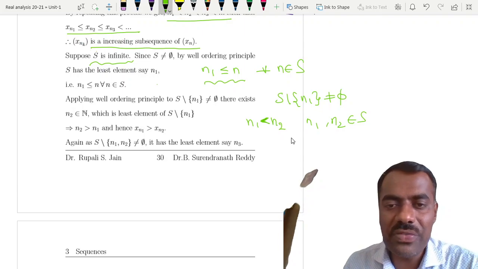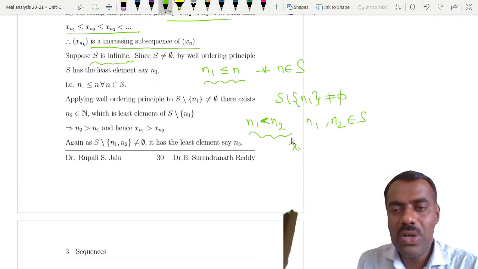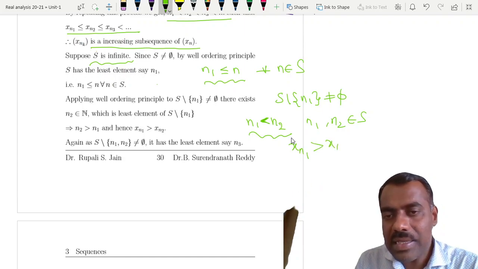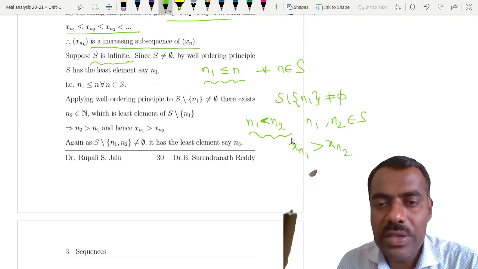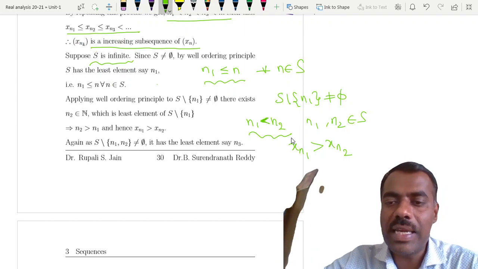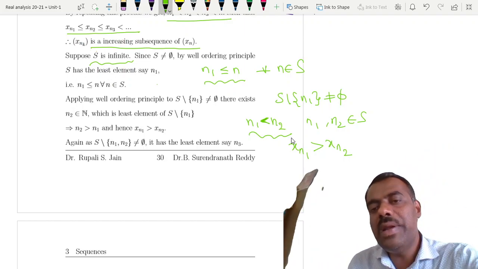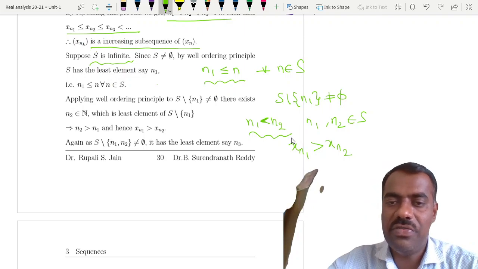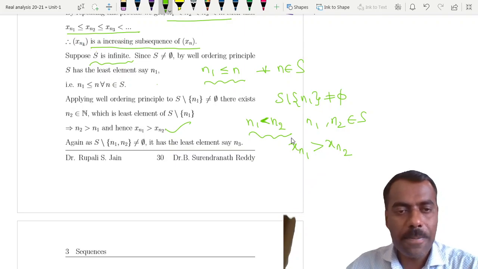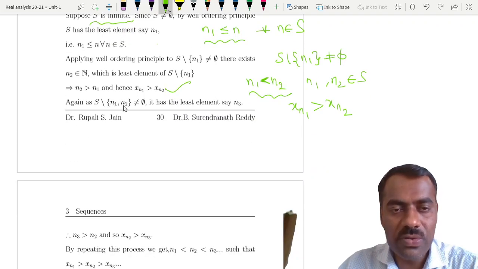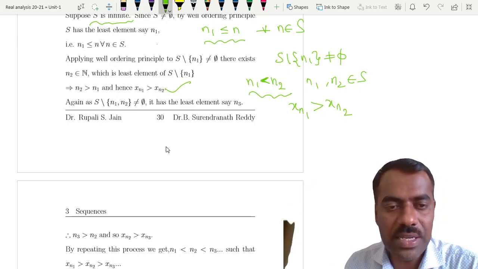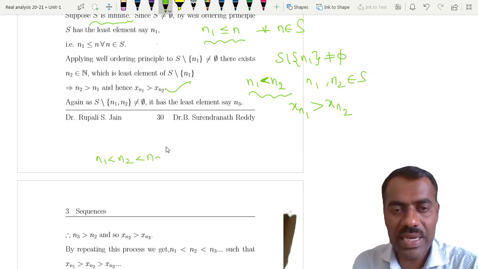So when they are elements of S and n1 is less than n2, what you have here is xn1 is bigger than xn2. Why? If this n1 is selected, that means the height of this one should definitely be bigger than the height of whatever building we have in front of us. This n2 is in front of us, so xn1 is greater than xn2, right? You repeat again, take S minus n1 minus n2, it is still non-empty, so therefore there is a least element n3. So what we have here is n2 less than n3.